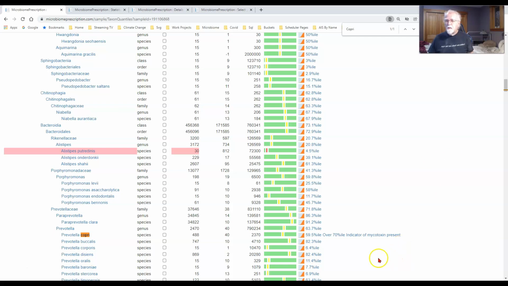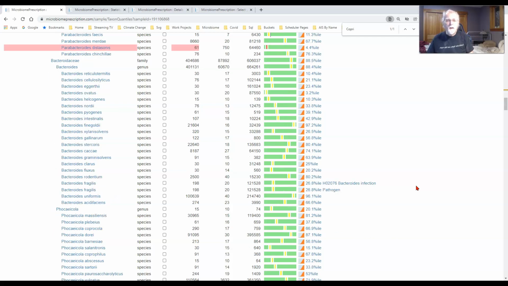And here we have the copria, which we saw before. Over 70% indicates a mycotoxin being present. We had 59, 60%. So we are fine. We are in the range. And if you remember, the curve takes off suddenly, and we're well below where it takes off. So we are not close to it, which is good. Again, if you're not sure, go over to the chart and take a look at it visually.